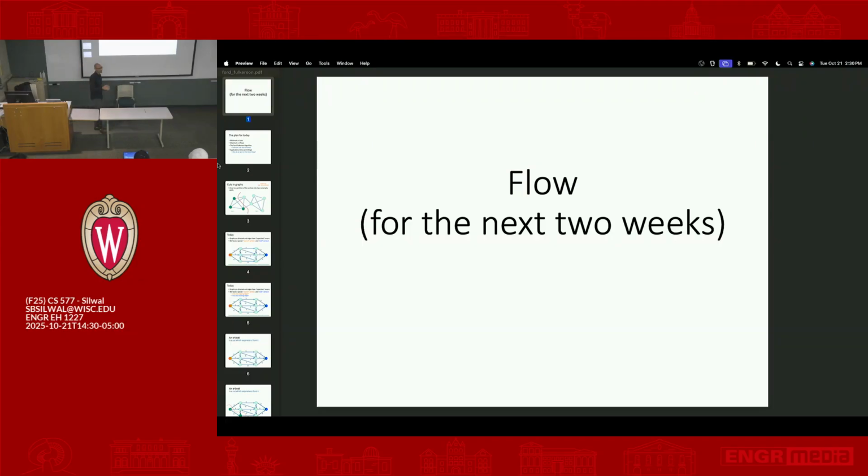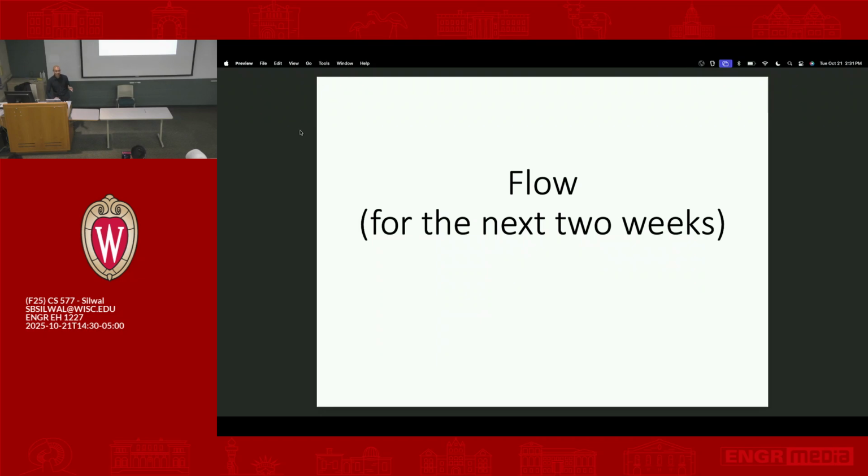But in the subsequent classes, we'll see that flow is a really powerful primitive to have. It lets you solve a lot of problems, and it has a lot of nice combinatorial structure that lets you design a very nice algorithm that has a lot of cool applications. Okay, so let's get started.